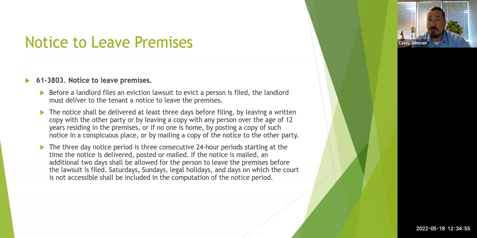But if a landlord gave you notice today at 8 a.m., then they could file at 8:01 a.m. on the 21st instead of on the 22nd. So just be aware that it's 24-hour periods and not 3 days.